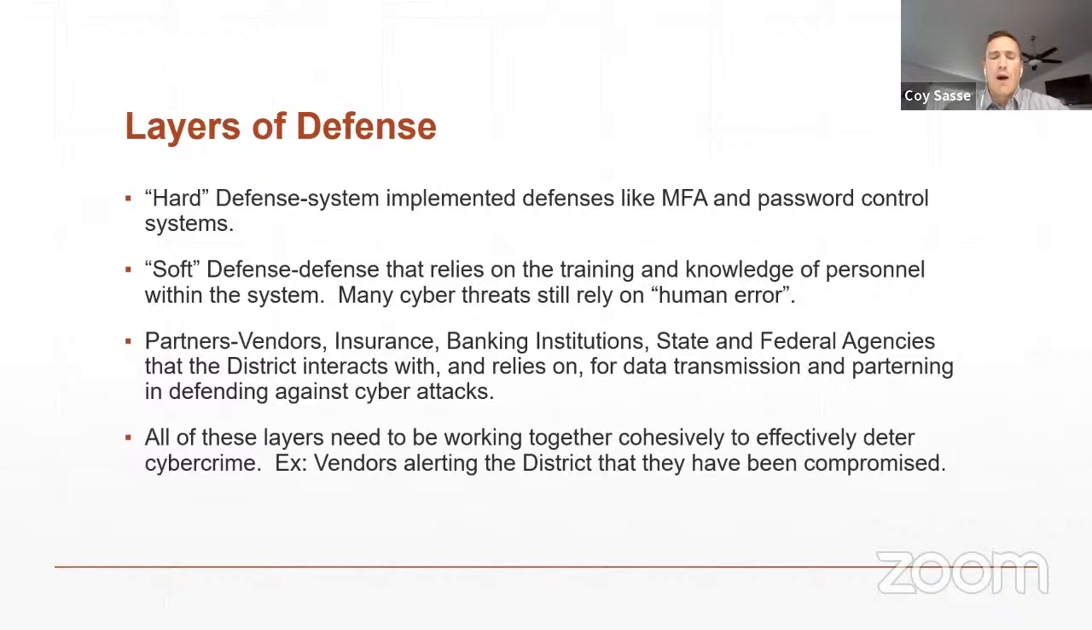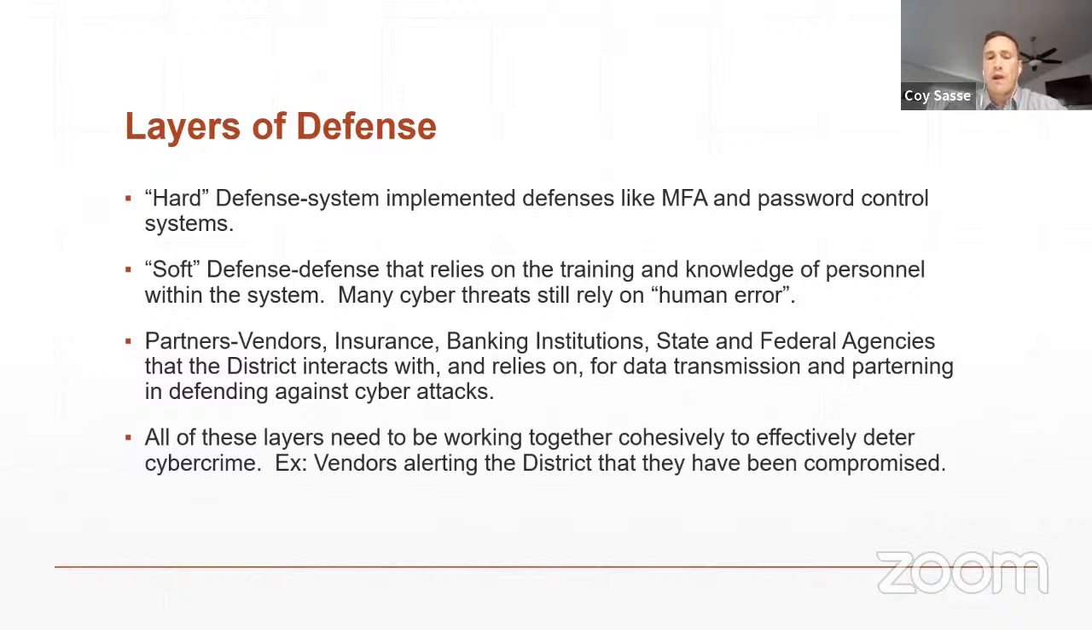As you heard Shane talk about, another layer of that defense would really be the partners that the district is working with. These would include vendors, insurance companies, banking institutions, state and federal agencies that the district interacts with and relies on, both for data transmission and partnering and defending against these cyber attacks. And all of these layers need to be working together cohesively to effectively deter cybercrime.